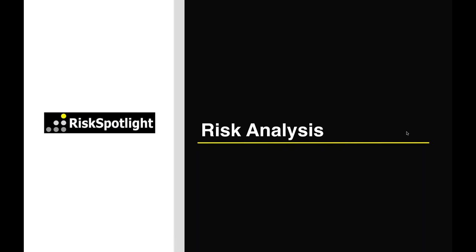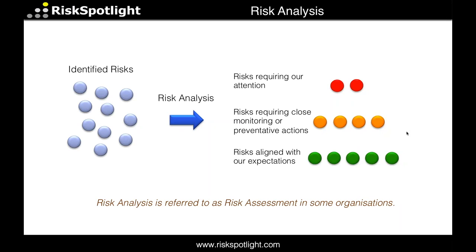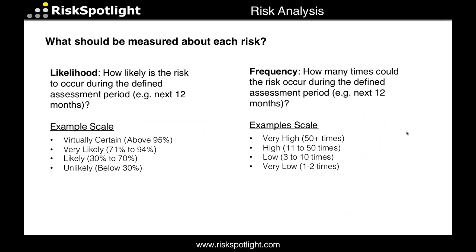To identify what those top risks are, we need to do risk analysis. Risk analysis is the next step where, once we've identified the right risks, we are able to prioritize them. So which risks need our attention, which risks may require more monitoring, and which risks are aligned with where we expect them to be, so we may not have to do any more controls or anything further on those risks. So that's what risk analysis is. It's a way of putting some sort of measurement on the risks we've identified, so we know which of those risks we need to focus on.